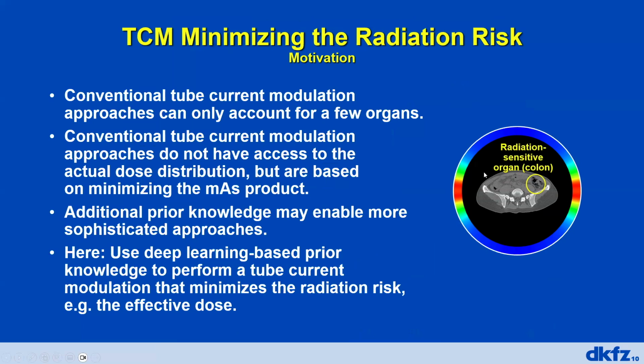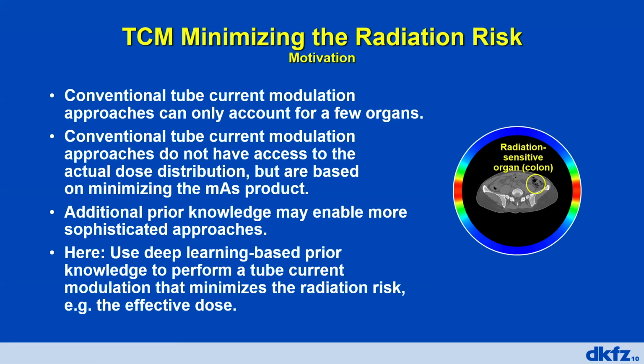This is a nice example on this slide here. What you see here is a radiation-sensitive organ, the colon, in a very elliptically shaped patient. So what classical tube current modulation does is it increases tube current for lateral views. This is indicated here with red, and it reduces tube current for anterior-posterior views. However, the issue with that is that this results in a very high dose administered to the colon in that case. And this is a real issue because such methods do not account for the organ positions.